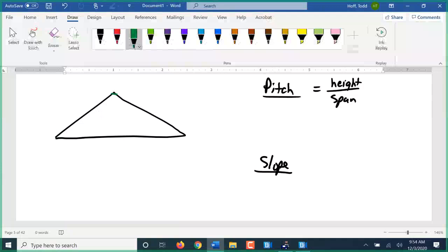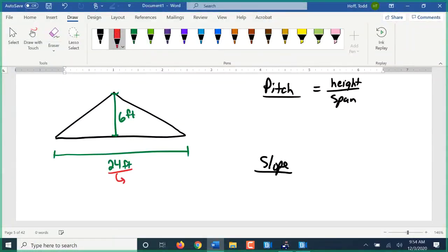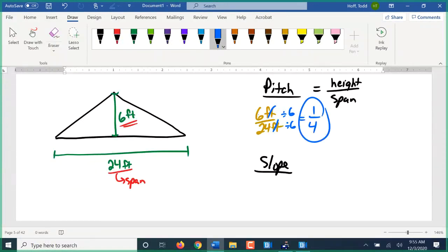Well, let's say that from here to here is 6 feet. And from here to here is 24 feet. This is the span, the distance from one end to the other. Obviously, that's the height. So the pitch here would be 6 feet over 24 feet. The feet divide out, both 6 and 24 divide by 6. 6 divided by 6 is 1, 24 divided by 6 is 4. That would be called a 1/4 pitch.